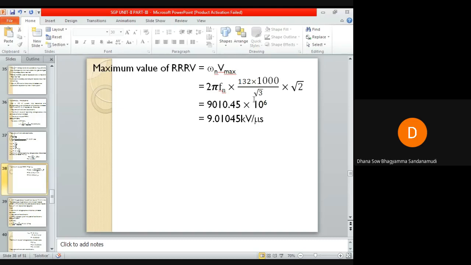Okay, so you just simplify it, you will get 9010.45 into 10 power 6, and I have multiplied with 1000, so that I have got 9.01045 kilovolts per microsecond is my maximum value of rate of rise of restriking voltage.